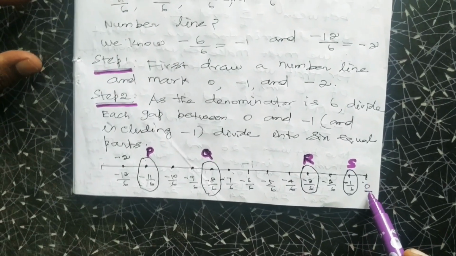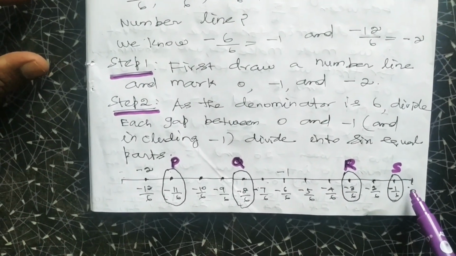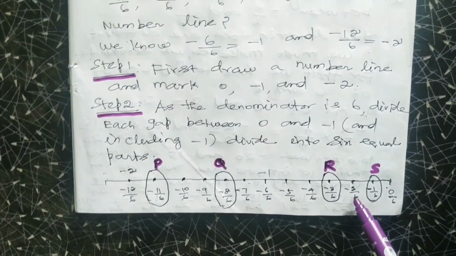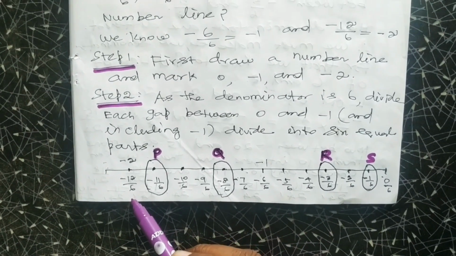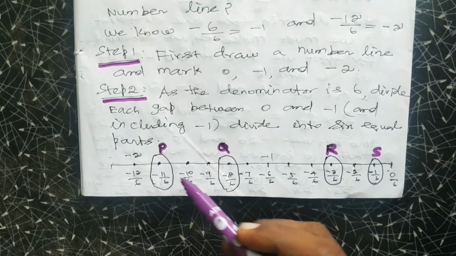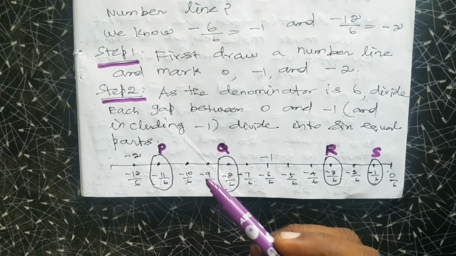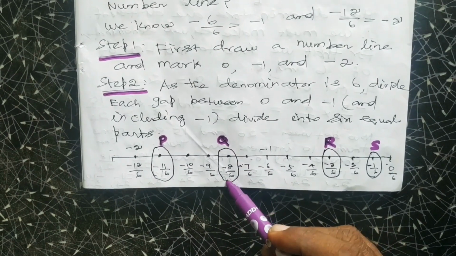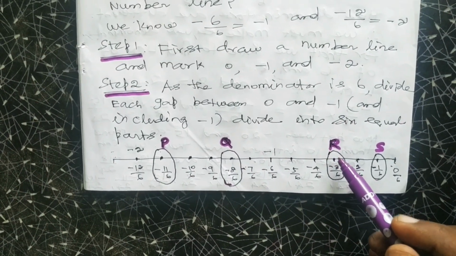0 by 6, 0 has no sign, therefore 0 by 6, and on the left side minus 1 by 6, minus 2 by 6, like that up to minus 12 by 6. Then what are the numbers required? Minus 11 by 6, minus 8 by 6 encircled, and minus 3 by 6.